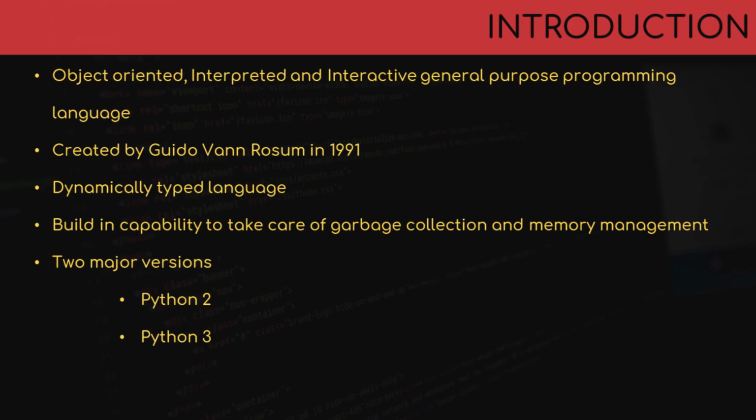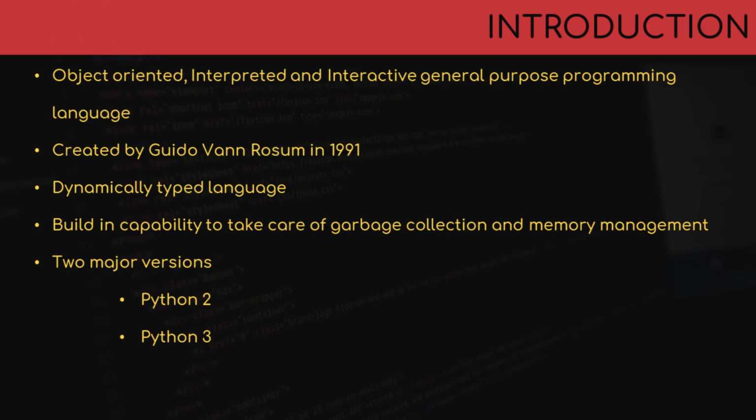There are two major versions of Python, which are Python 2 and 3. Python 2 was discontinued in 2020. Python 3 is a major revision of Python language and was released in the year 2008. Code written in Python 2 is not fully compatible with the Python 3 code and vice versa. The current version of Python as of when this video is recorded is 3.8.5.